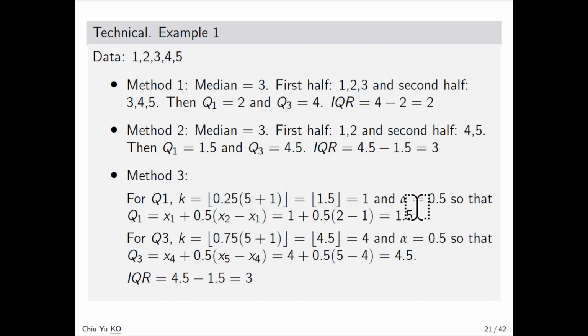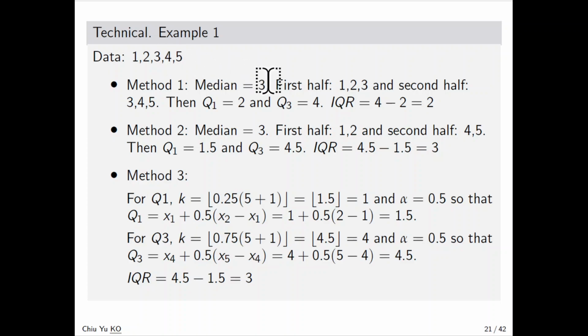We have 5 data points: 1, 2, 3, 4, 5. Clearly the median will be 3 because we have an odd number of data, and then you count the middle one. 5 plus 1 is 6, 6 divided by 2 is 3. So it's the third data: 1, 2, 3. The third one, median 3.